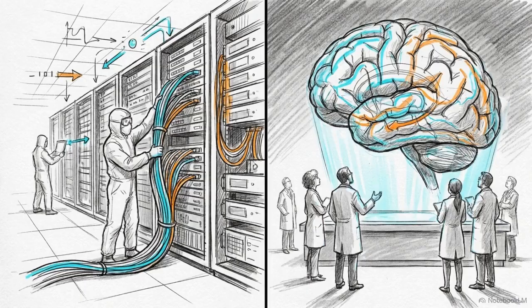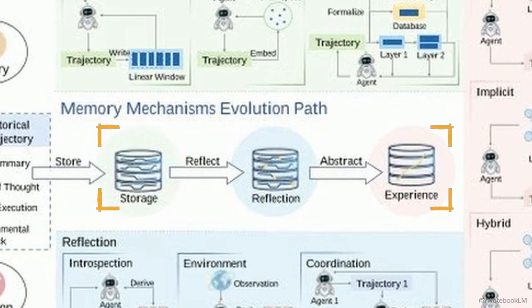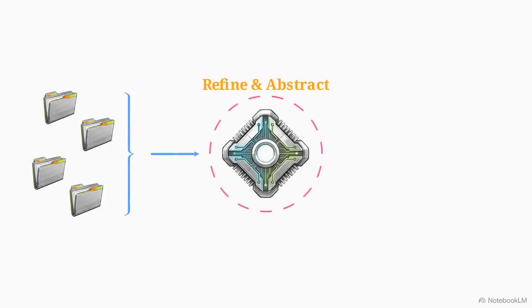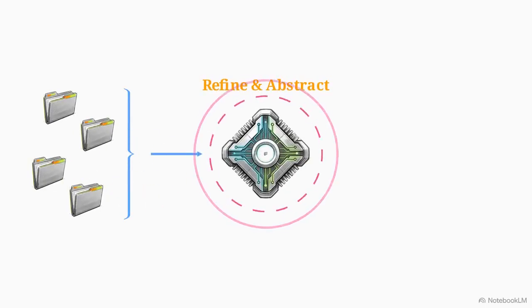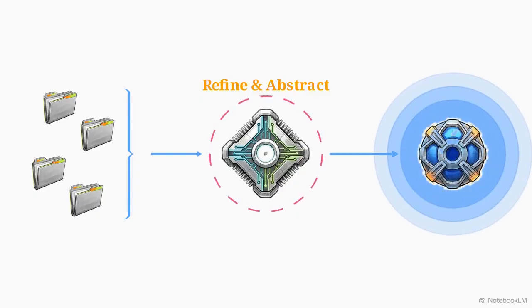One faction engineers operating system pipelines to manage data limits, while another attempts to simulate human cognitive psychology. Solving the statelessness problem requires a unified view. We can formalize the development of agent memory into a single three-stage evolutionary taxonomy: storage, reflection, and experience. Autonomous evolution depends on a structural change in how an agent processes, refines, and eventually abstracts its own historical trajectories.